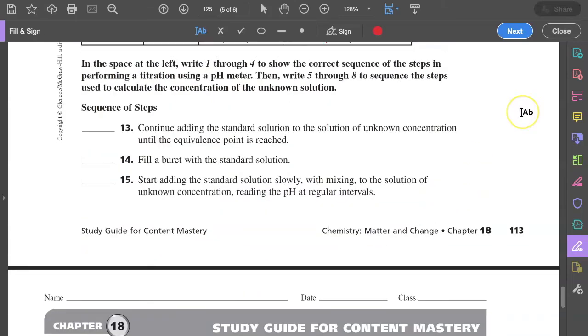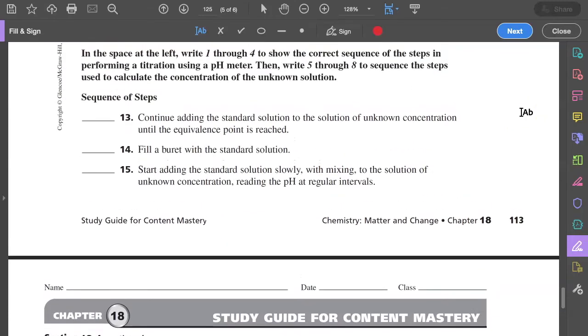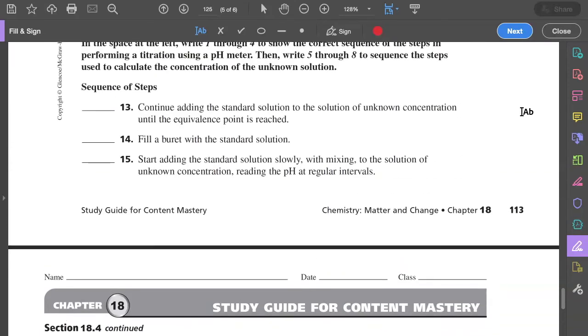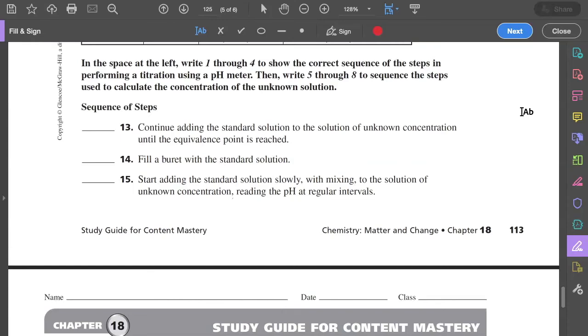Okay. So for the first set here, 13 through 16, we're going to use the numbers 1 through 4 to show the correct sequence of steps when using a pH meter for a titration. And then for 17 through 20, we'll use numbers 5 through 8 to sequence them using an unknown solution.